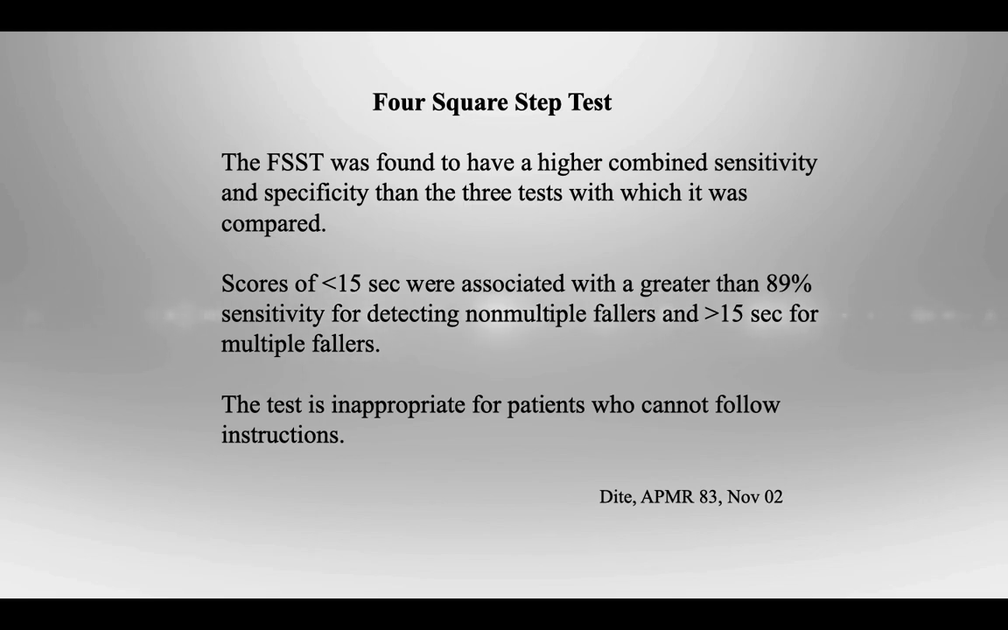So the persons who take 15 seconds for doing this four square step test, they are normal. The persons who take more than 50 seconds for performing this test, they are having high chances of falls in different directions. That's why it is called multiple falls. The test is obviously inappropriate for persons who cannot follow instructions. If a person is having some psychological problem or some condition problem, he cannot follow the instructions. So why to usually perform the test at the first place.